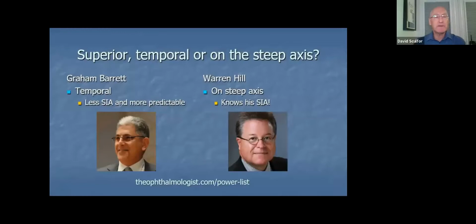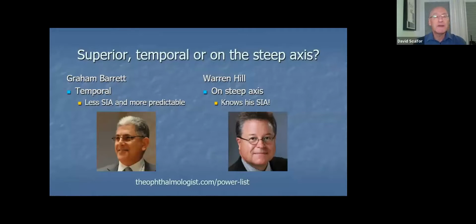There's been quite a long-running argument in ophthalmology as to which is best: superior, temporal, or on the steep axis. And a few years ago, when ESCRS was run in London, Haag-Streit hosted a lunchtime talk with Graham Barrett and Warren Hill, both equally eminent surgeons. Graham Barrett says always do temporal incisions. He said you'll get less surgically induced astigmatism. He said predictably it's about 0.12 of a diopter in his hands, as it is for most surgeons who operate temporally.